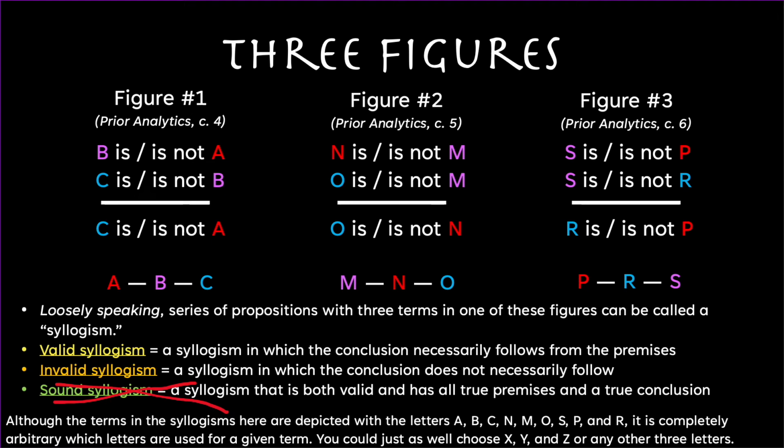Although the terms in the syllogisms here are depicted with the letters A, B, C, M, N, O, S, P, and R, it is completely arbitrary which letters are used for a given term. You could just as well use X, Y, and Z, or any other three letters. So which letters you use, or in fact which symbols you use to depict the different terms in a syllogism, does not matter. You can just pick anything as long as you're consistent. The important thing is that there are three terms, and these are depicted by some symbol.